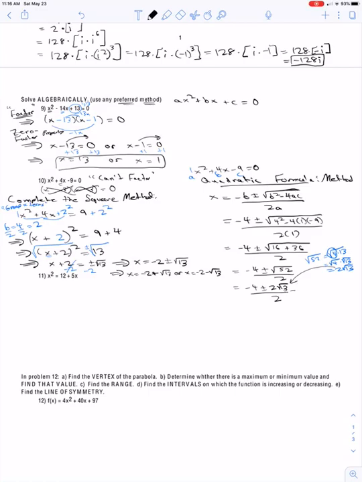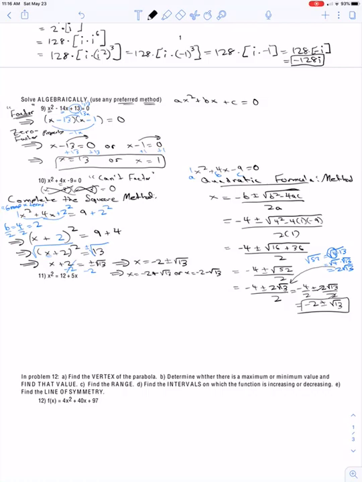Now as we simplify, my last step, let's go ahead and divide out the common factor of 2, right, that shows up in both terms. Right, negative 4 over 2 is negative 2. 2's divide out, and here's our solution set. So that's with quadratic formula.